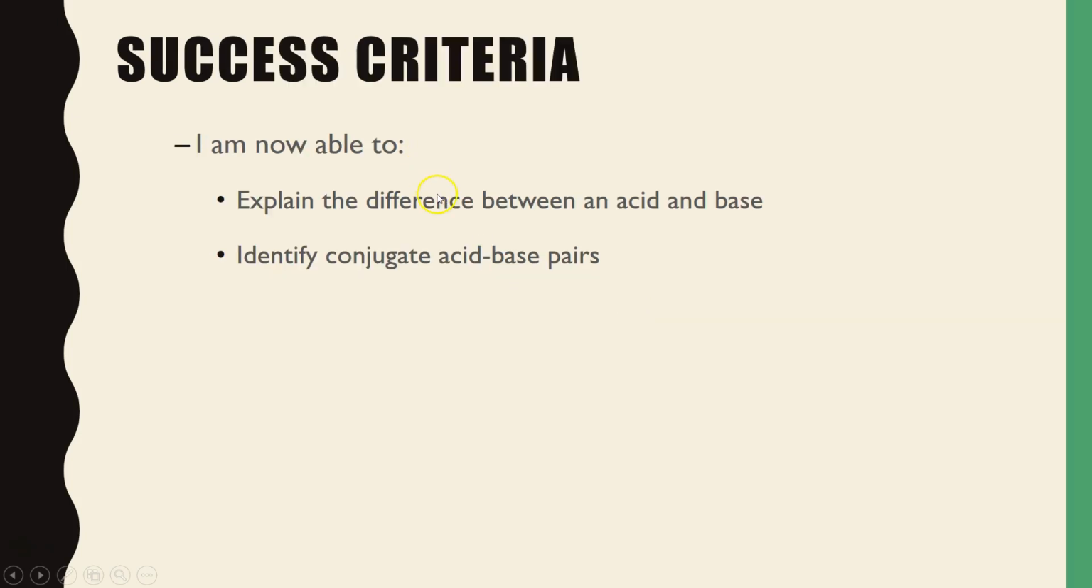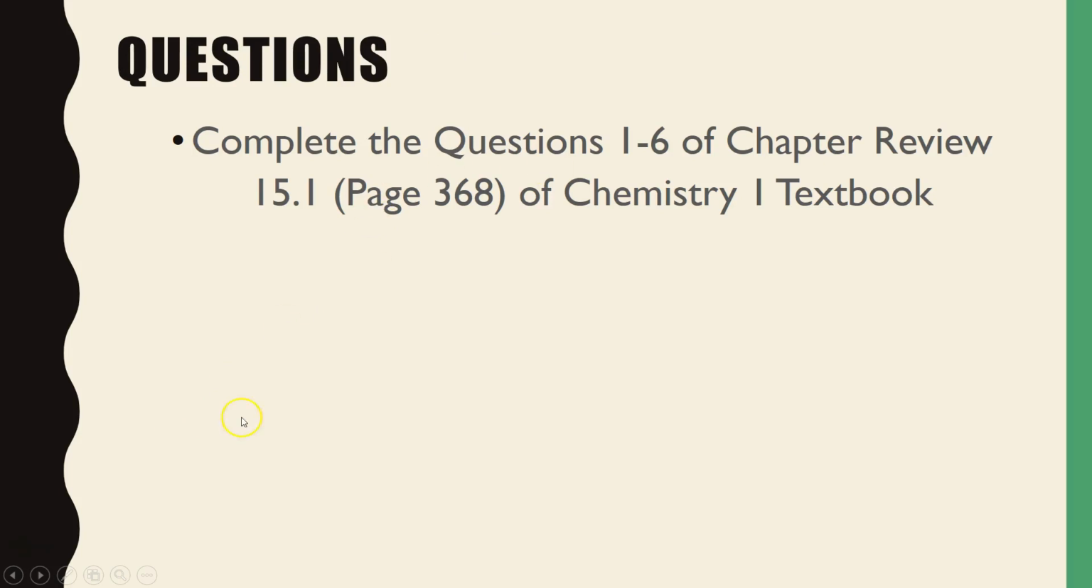This is the success criteria. This is what you should be able to do now. Explain the difference between an acid and a base, and identify the acid-base conjugate pairs. These are the questions I'd like you to complete.